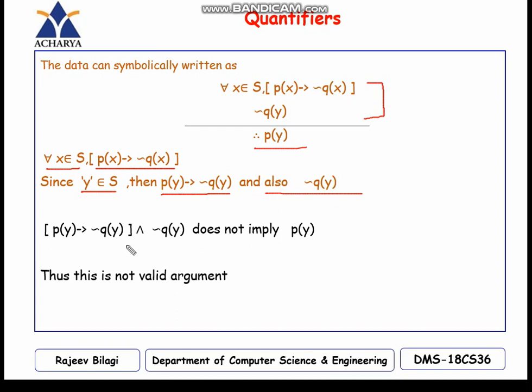Now you simplify this with the AND operator. P of y then negation of Q of y, and negation of Q of y does not give this P of y. You apply any rule, any laws, you will not get P of y. Hence this is not a valid argument.